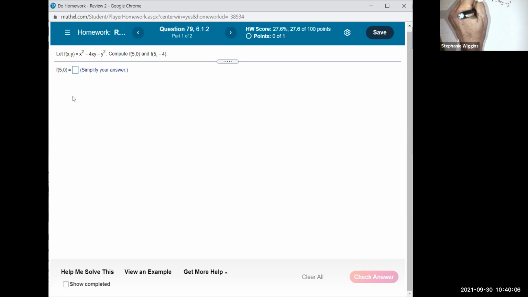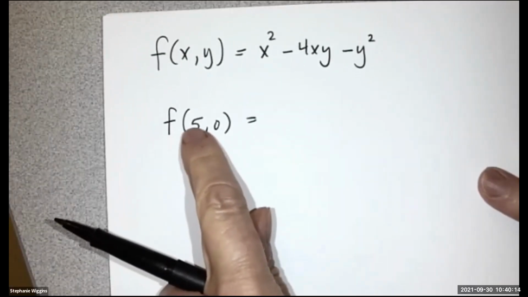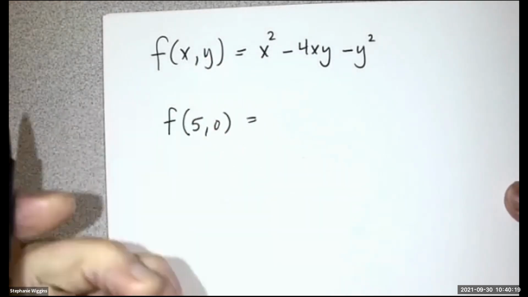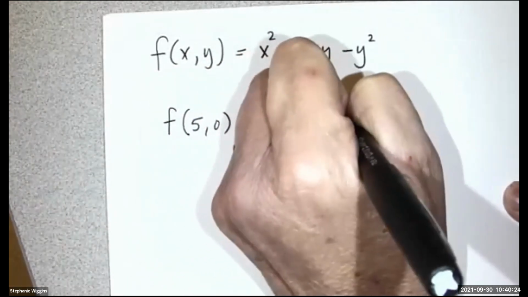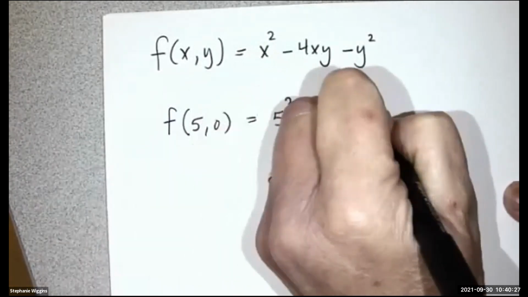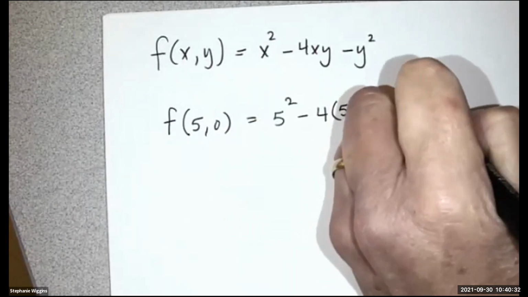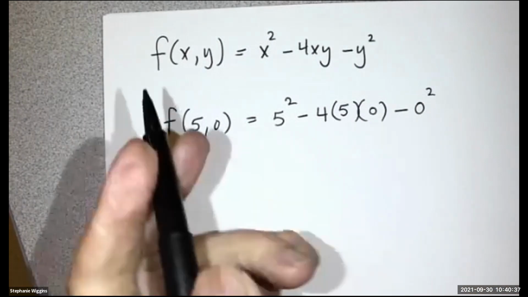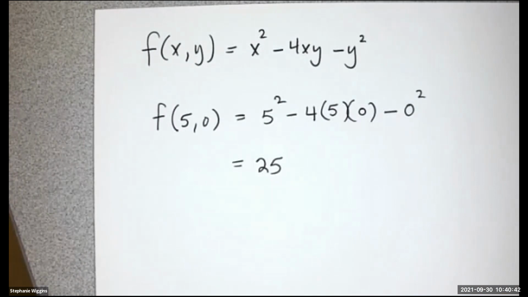We're asked to calculate f of 5, 0. So all you're going to do is recognize that this 5 is x and this 0 is the y. So you're just going to plug in 5 for x. So we got 5 squared minus 4 times 5. Y is 0, right? So I'm going to multiply that by 0 minus 0 squared. So this is 0 because anything times 0 is 0. This is 0. All you've got is 25. See how simple that is? Don't miss this problem.